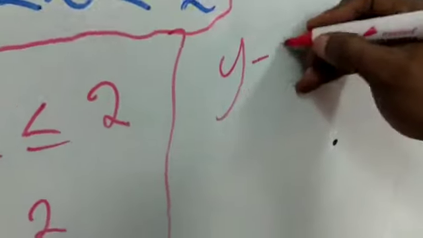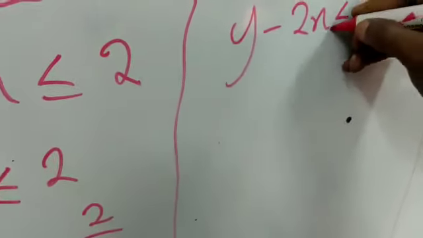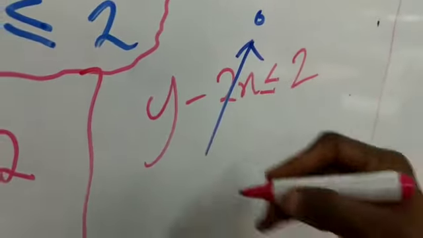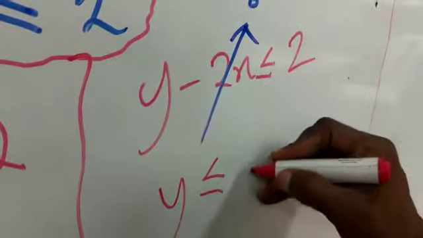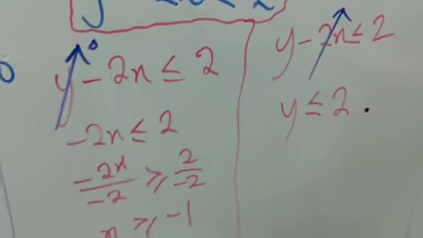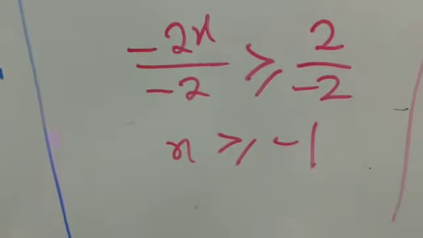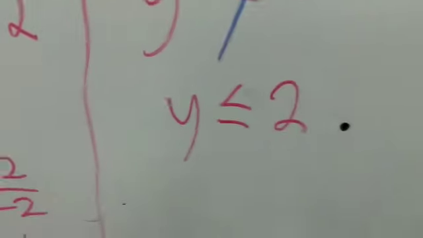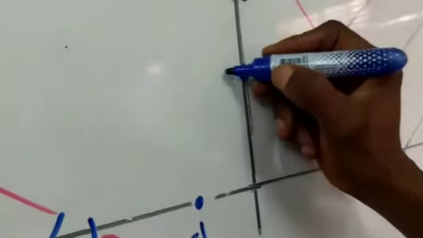Now let's come to the other one. y minus 2x is less than or equals to 2. This time around it is x that is going to have the value 0. So everything here becomes 0, and the whole expression becomes y is less than or equals to 2. Okay, so let's go to the x-axis and mark the point minus 2 on the x-axis, the point minus 1 on the x-axis, and the point 2 on the y-axis. Let's just say this is where our 2 is.